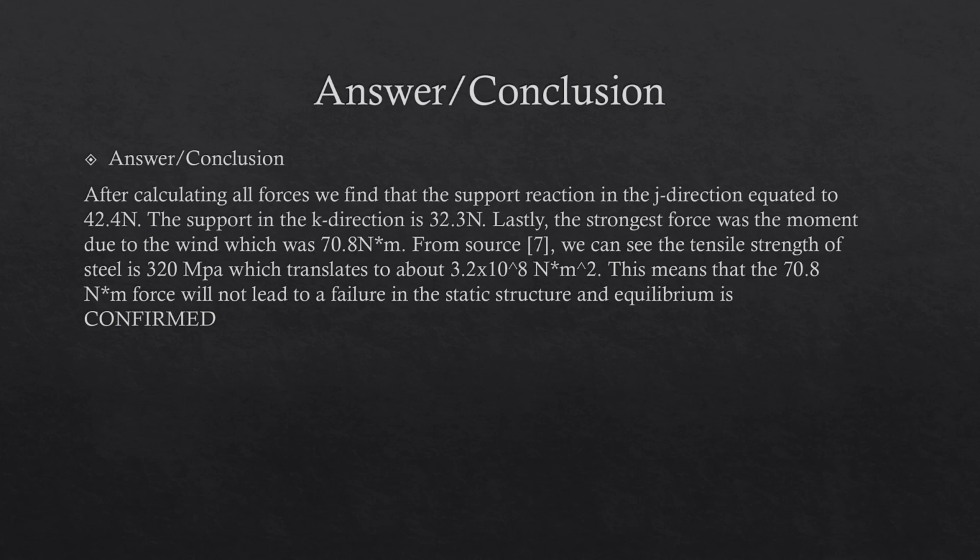After calculating all of the forces, we find that the support reaction in the J direction equated to 42.4 newtons. The support in the K direction is 32.3 newtons. And lastly, the strongest force was the moment due to the wind, which was 70.8 newton meters. From source 7, we can see that the tensile strength of steel is 320 megapascals, which translates to about 320 million newtons per meter squared. This means that the 70.8 newton meter moment will not lead to failure in the static structure, and equilibrium is confirmed.